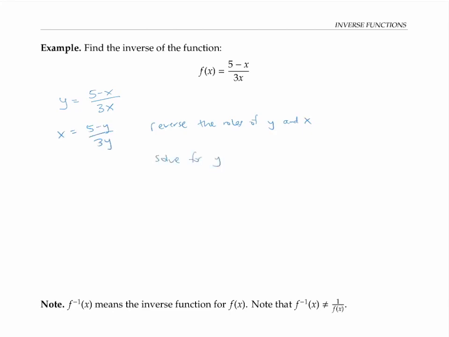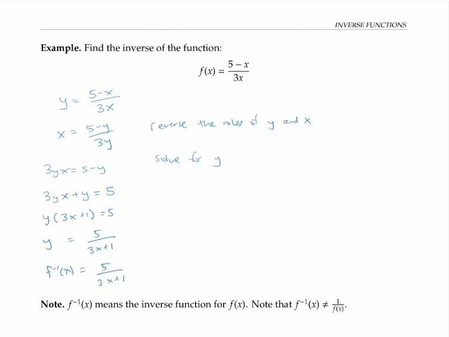To solve for y, let's multiply both sides by 3y, bring all terms with y's in them to the left side, and all terms without y's in them to the right side, factor out the y, and divide to isolate y. This gives us f inverse of x as 5 over 3x plus 1.